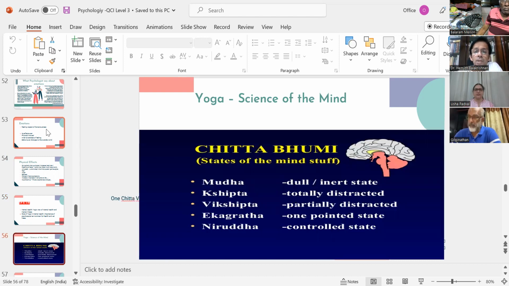So, yogic science of the mind is what? Chitta Bhumi, states of the mind. Mudha means dull, inert state. Vikshipta, partially distracted; Kshipta, totally distracted. Ekagrata, one-pointed state. Niruddha, control state. So, it's the other way. Okay.